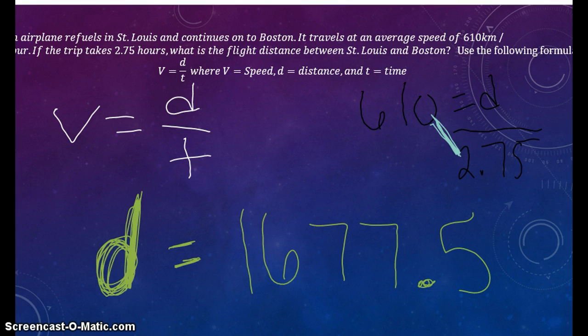Finally, I multiplied 610 by 2.75 and got D equals 1677.5 seconds.